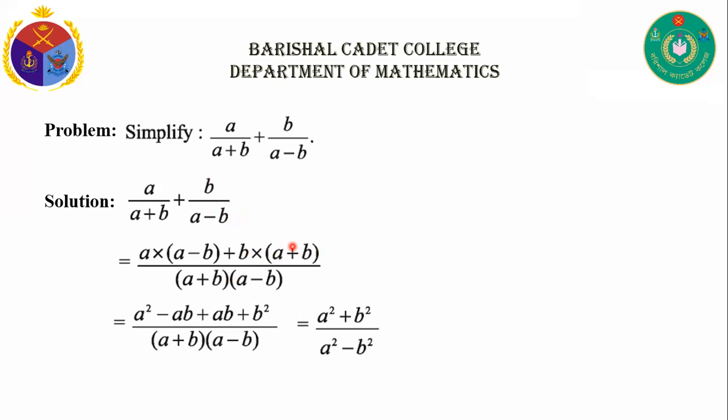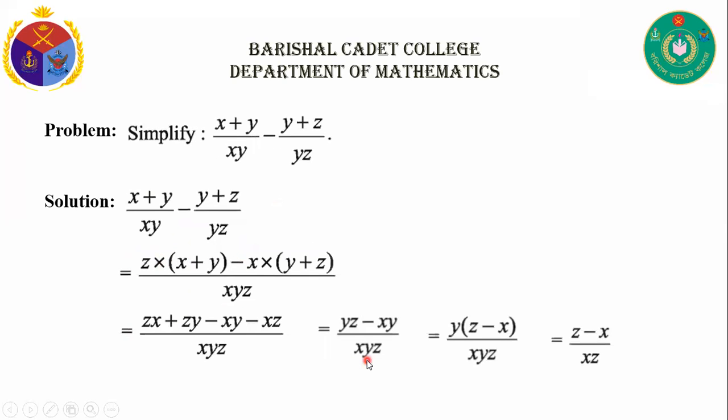So boys, again I repeat: we have to first find the LCM of the denominators. The LCM of the denominators is (a plus b)(a minus b). Then we add or subtract, there is no problem. Then we find the quotient of each fraction. For the first fraction, the quotient is a minus b. For the second fraction, the quotient is a plus b. So we just multiply quotient into numerator. Then we get a into (a minus b) is a square minus ab, and plus b into (a plus b) is ab plus b square. ab and ab are cancelled. So we get (a square plus b square) by (a square minus b square).